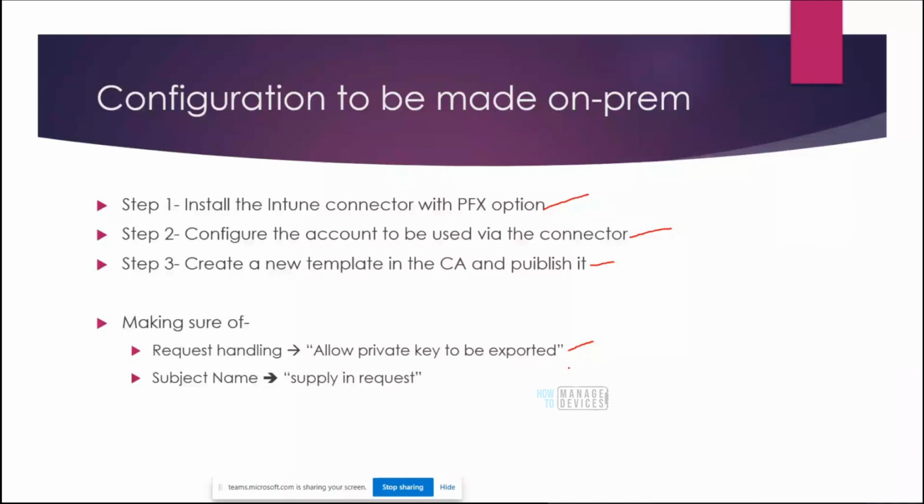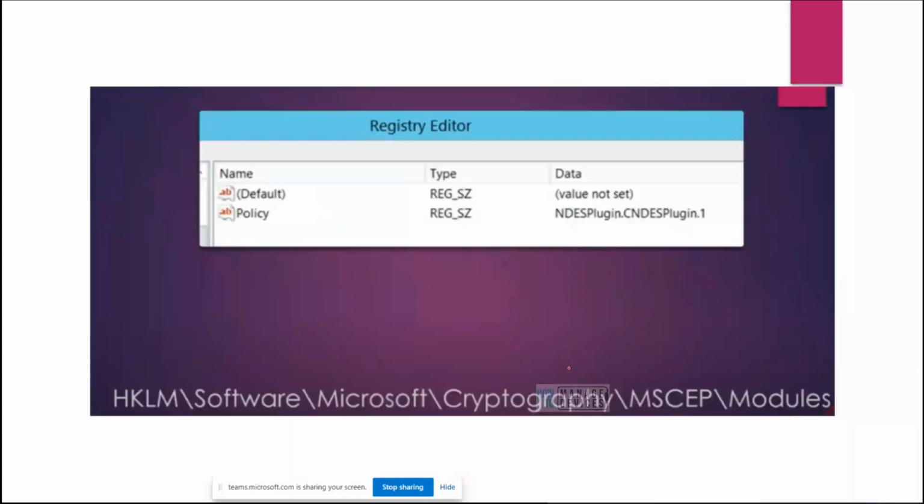Okay. So, just for your reference, this is a registry location. Once we install the Intune connector, this is where we see it. The Intune connector actually comes up with the name NDES plugin. So this is the location where you will be able to see the connector.